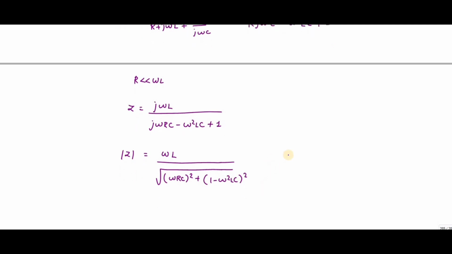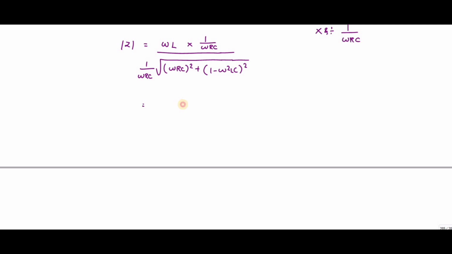I am going to multiply and divide by 1 divided by omega RC on both terms. So if I multiply by omega RC, I will get this, which is equal to L divided by RC by omega RC. This is nothing but omega square R square C square plus 1 minus omega square LC whole square.